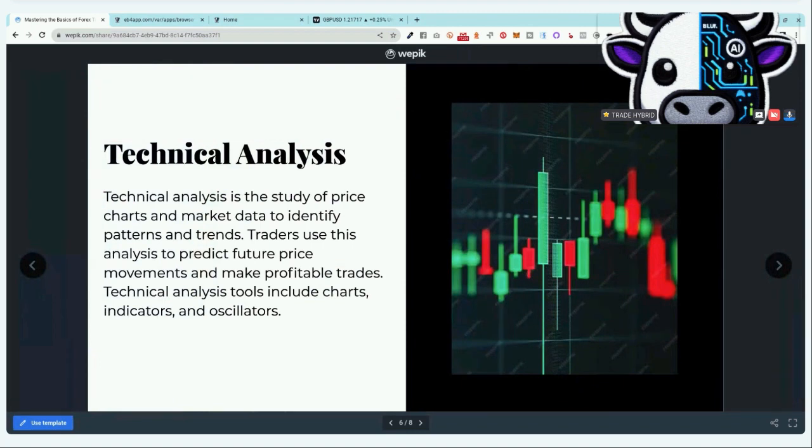Technical analysis is the study of price charts and market data to identify patterns and trends. Traders use this analysis to predict future price movements and make profitable trades. Technical analysis tools include charts, indicators, and oscillators.